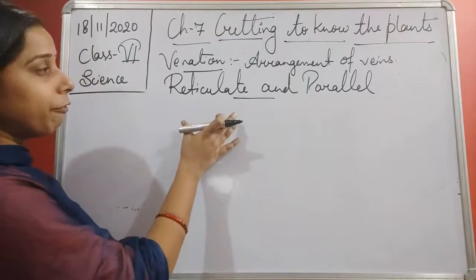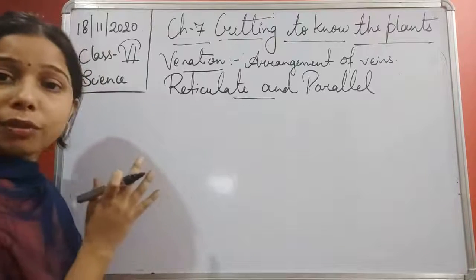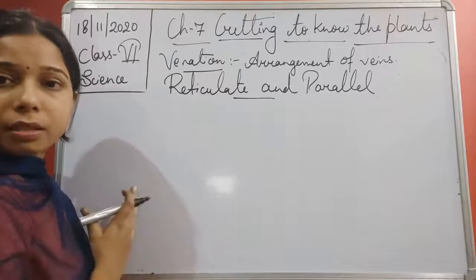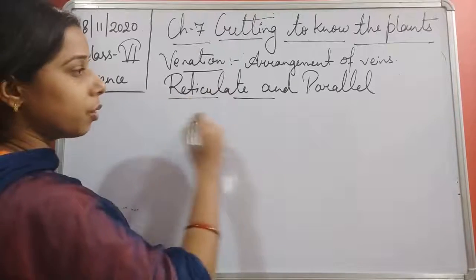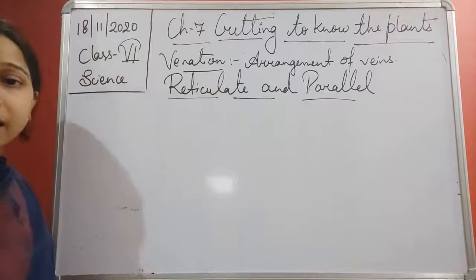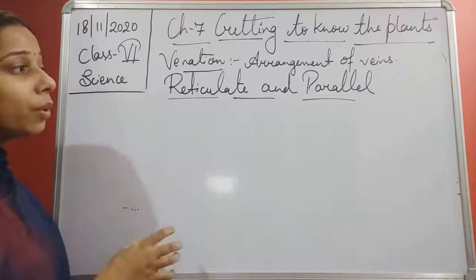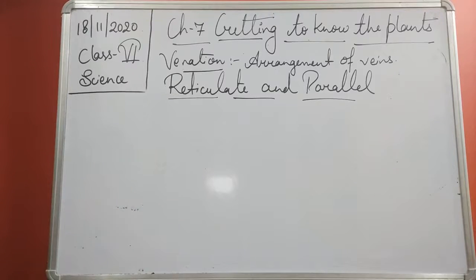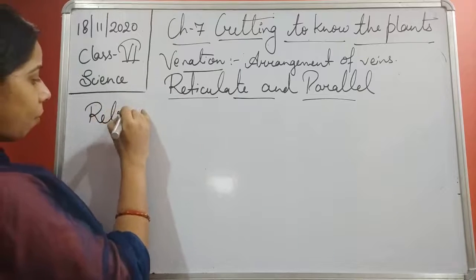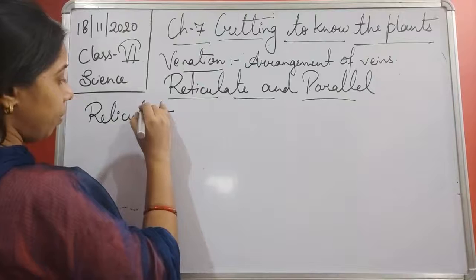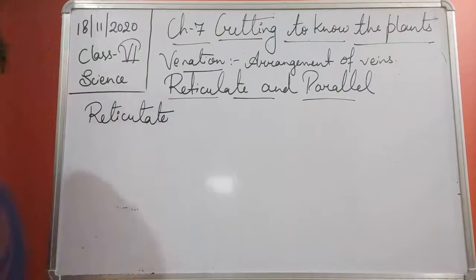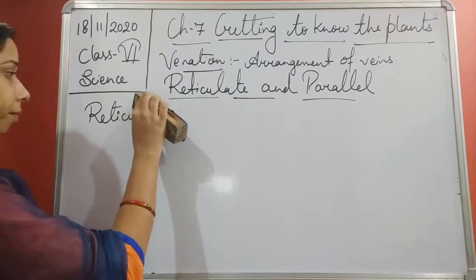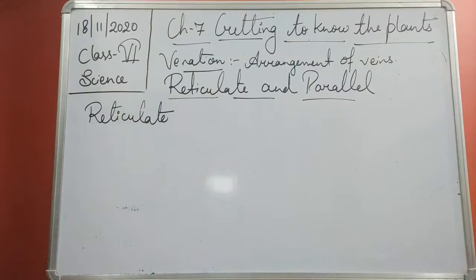Now, students, there are two types of venation that we observe on the surface of the leaf lamina: reticulate, and the second one is parallel venation. Reticulate venation is that venation which has a net-like structure or net-like design. So we can write, the first one is reticulate venation.